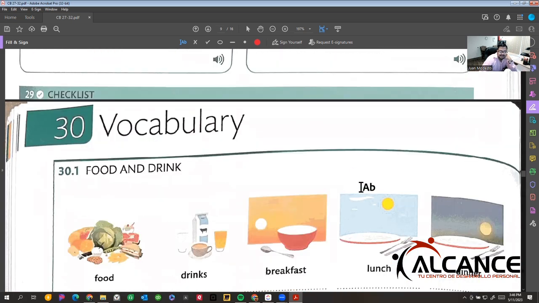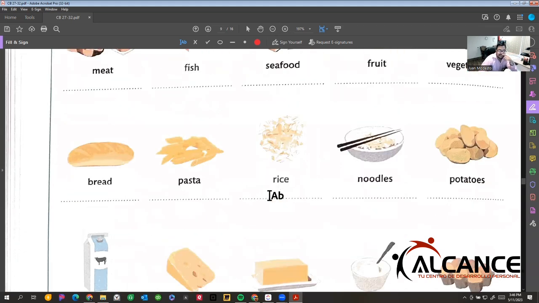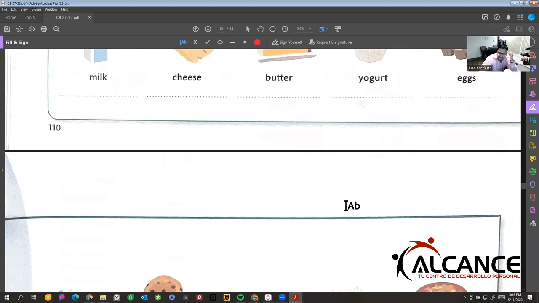Has not. And this one is just vocabulary. So I just want you to practice how to make sure you know how to pronounce these. So drinks, breakfast, desayuno. So that's all you have to do on this one and fill it out, right? The same thing with the other practice sheets.